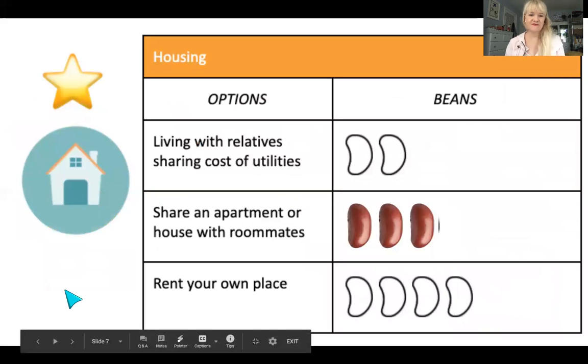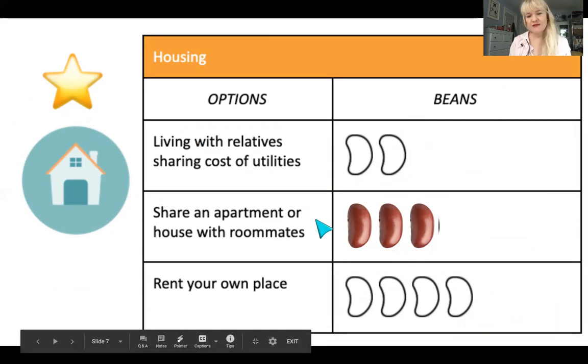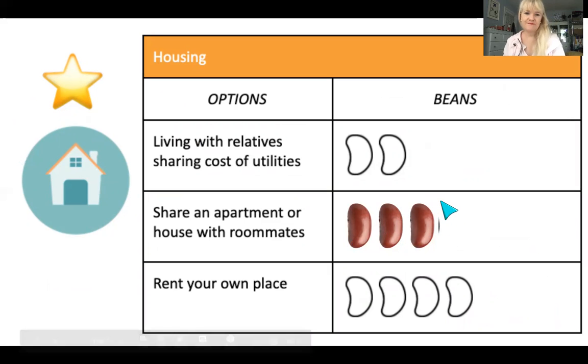All right, let's look at our first category, which is housing. So there are 3 options here. And you can see that one of the categories already has some beans in it. So let's look at our options. Living with relatives, sharing the cost of utilities. I have to remember that.